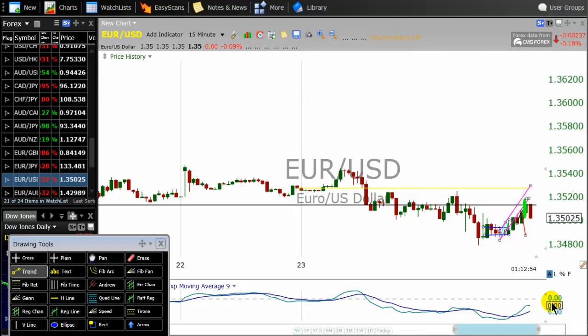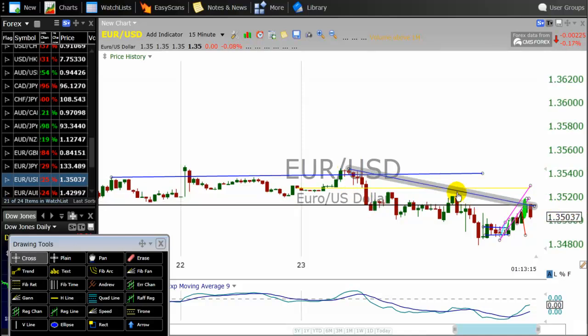Just start drawing channels. There's 3. So on the top here, I can see that the price was in a horizontal channel. You see? What's happening now? We are out of that channel. So what am I doing now? Drawing this point and this point. So I have another bearish channel.